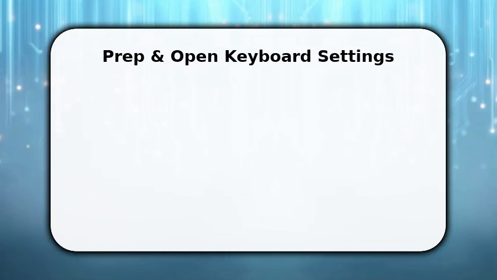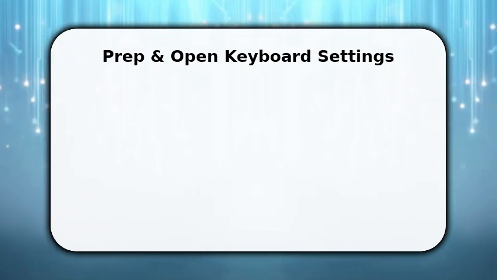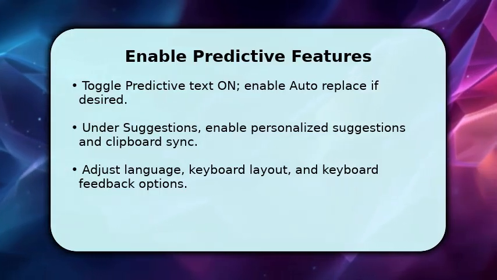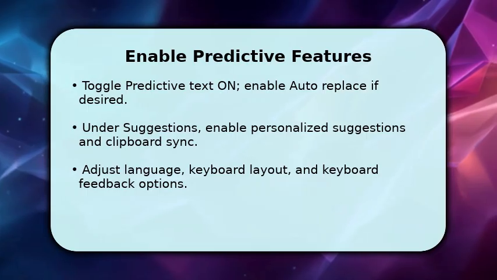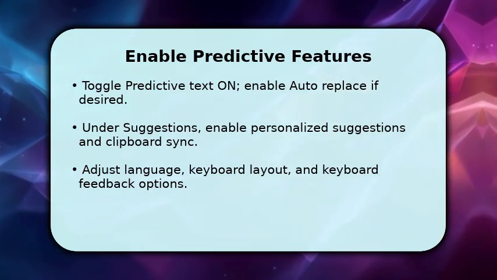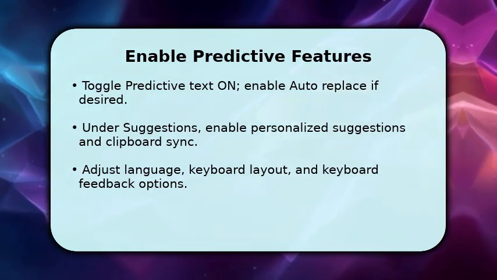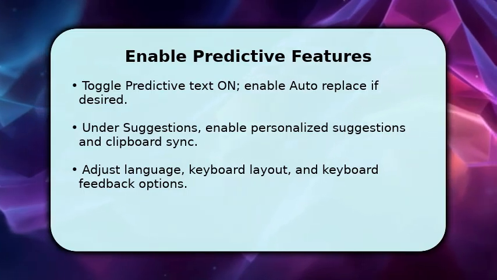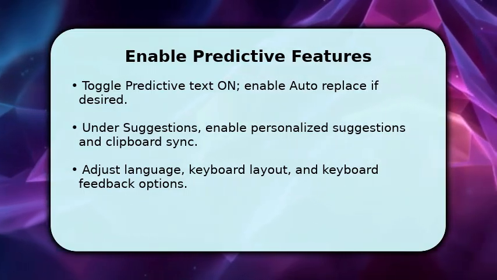Now you'll enable the core predictive features and tailor them. Turn predictive text on and consider auto-replace if you want corrections applied automatically. This speeds typing but can change words. Once enabled, open Suggestions or Smart Typing to allow personalized suggestions and clipboard sync so your frequently used phrases appear.